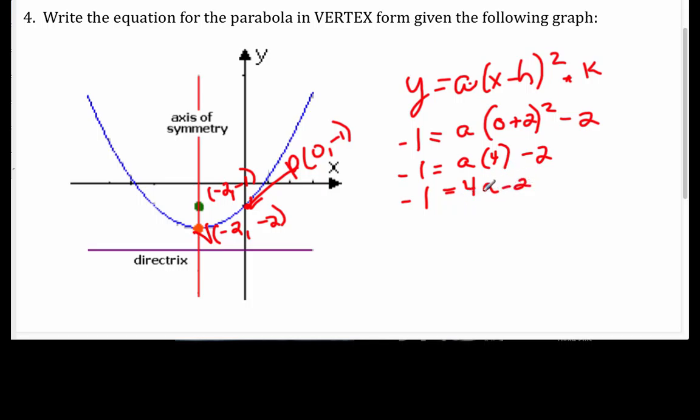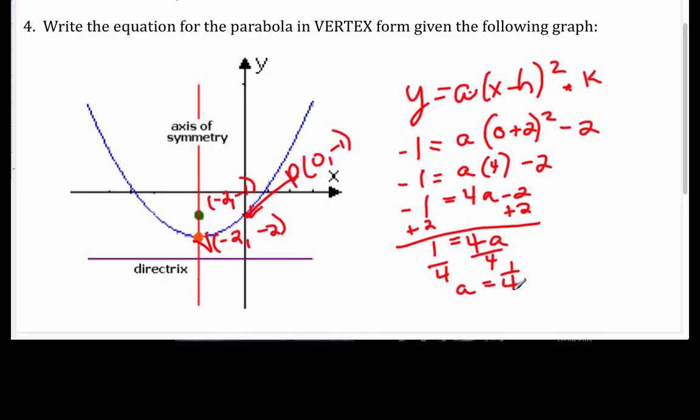All right, so now I've got to get the A by itself. So let's add 2 to both sides. Add 2 here, and I have 1 is equal to 4A. I've got to get A by itself, so we divide by 4. I get that A is equal to 1/4. Oops, yeah, 1/4. There we go. Let's just extend that, make it look more like a 4.